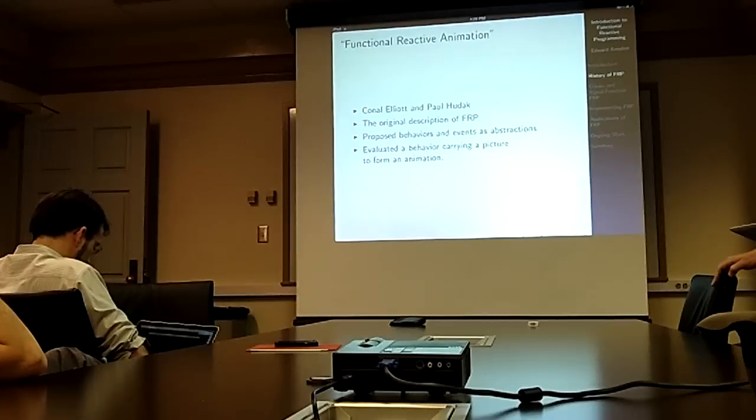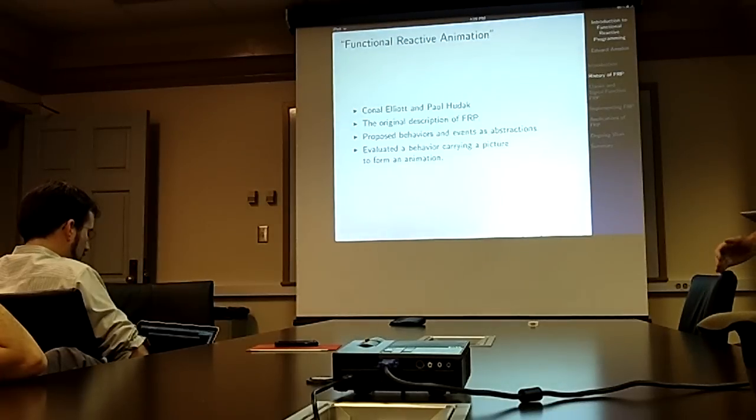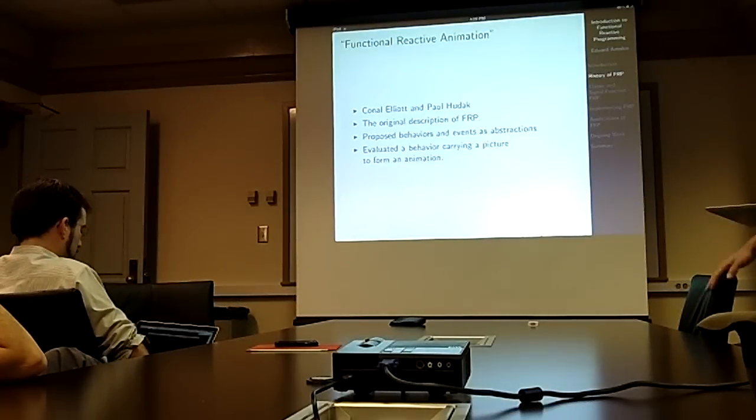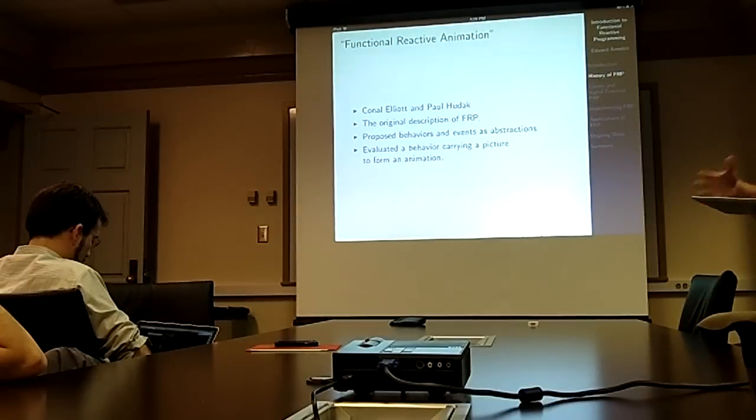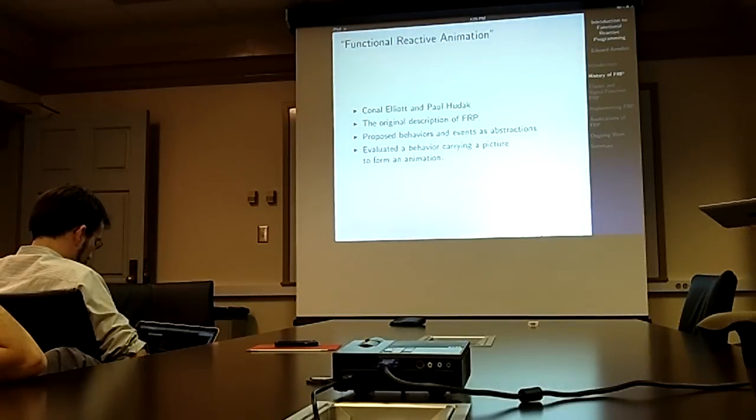So starting from the very beginning, functional reactive animation was the original FRP paper. This was Conal Elliott and Paul Hudak. And this is the paper where behaviors and events were proposed as the basic abstractions. The implementation of the system was something to evaluate these behaviors that were carrying a picture and show you an animation. And there are ways to get, I think, just mouse and keyboard in as input. So you had a very basic interactive animation setup.